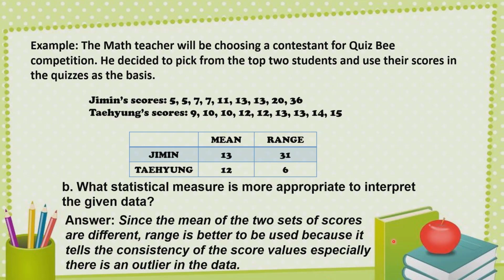in the data. The outlier here can be seen in Jimin's scores because the difference between his lowest score and highest score is considered extreme.